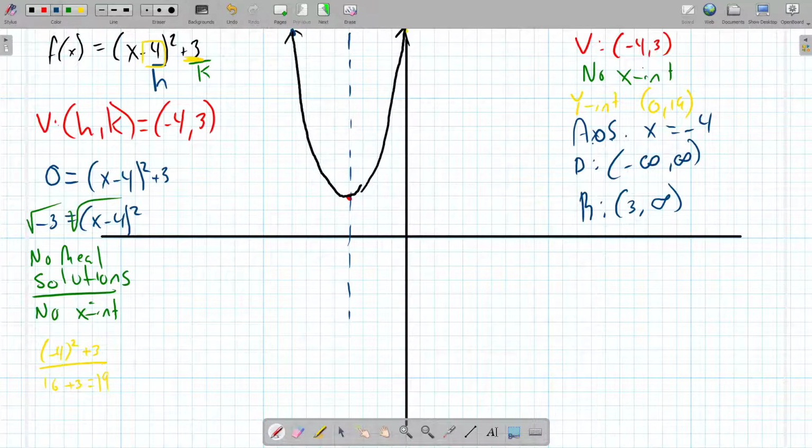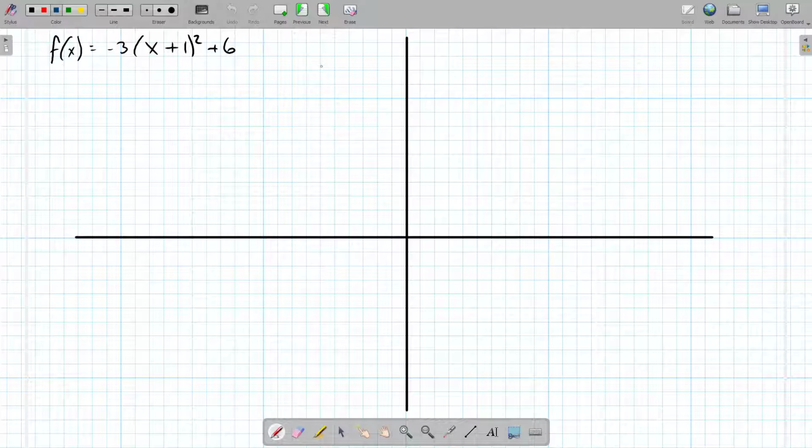Alright, so I have a sketch of the parabola, I have all of the relevant information labeled, and I have all of the supporting work to show it. So let's try another example.